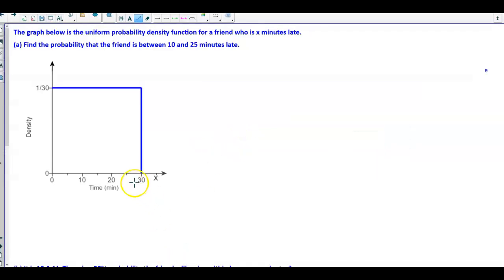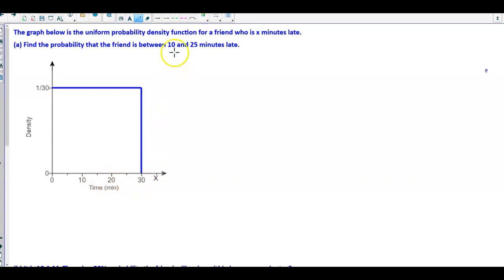Okay, so first let's take a look here. What we have is the following. Here is our uniform probability density function. We can see here that the y-axis represents the density, and it's going from 0 to 1 over 30. The x-axis is the time in minutes. So we have 0 minutes, this would represent 5 minutes, 10 minutes, 15, 20, 25, and 30.